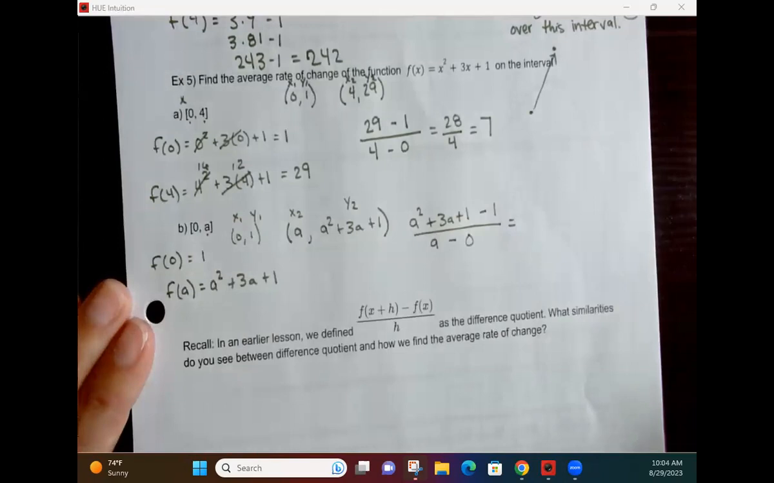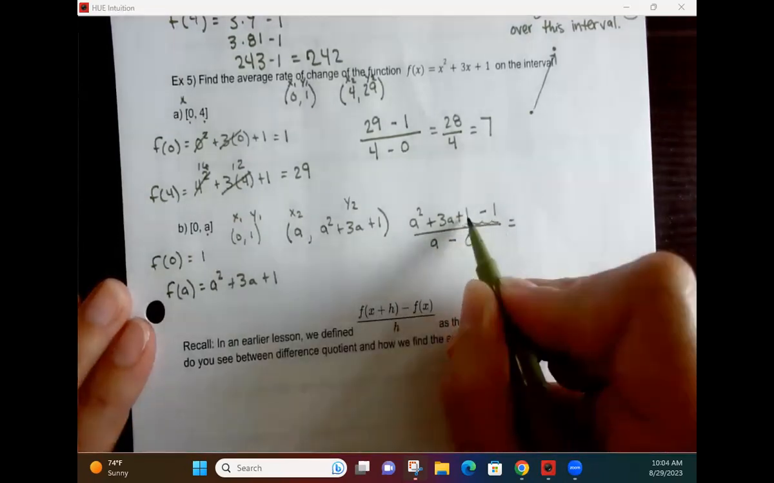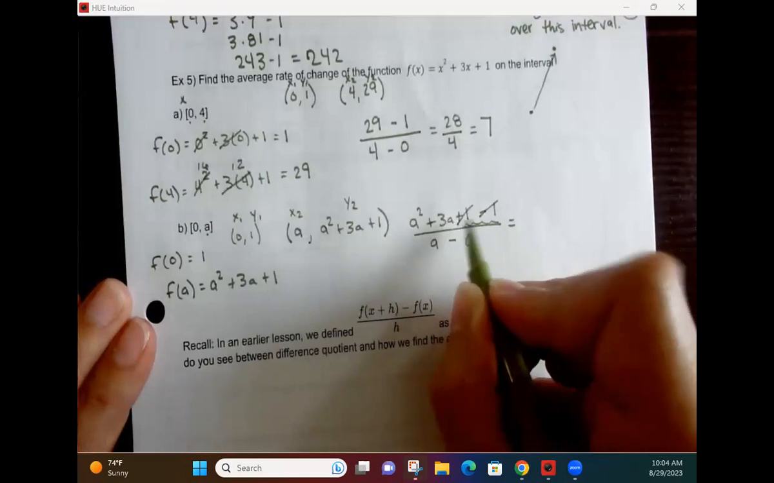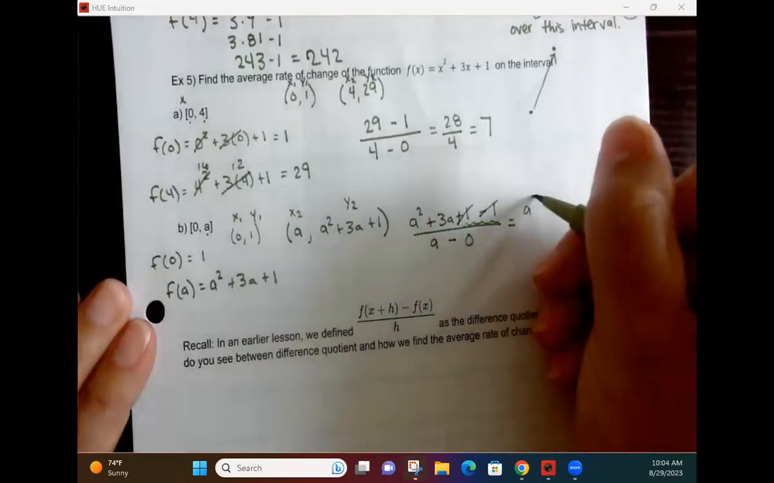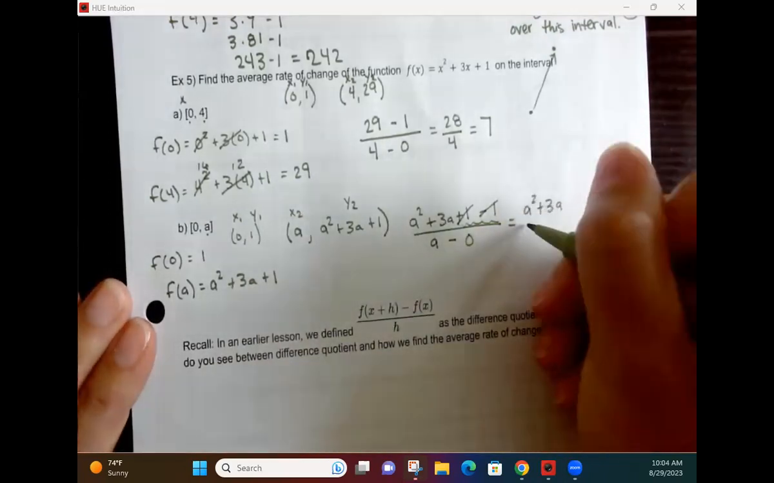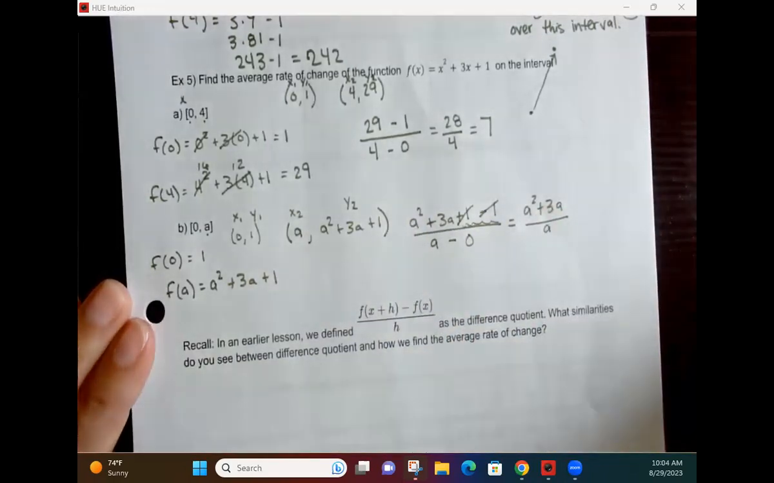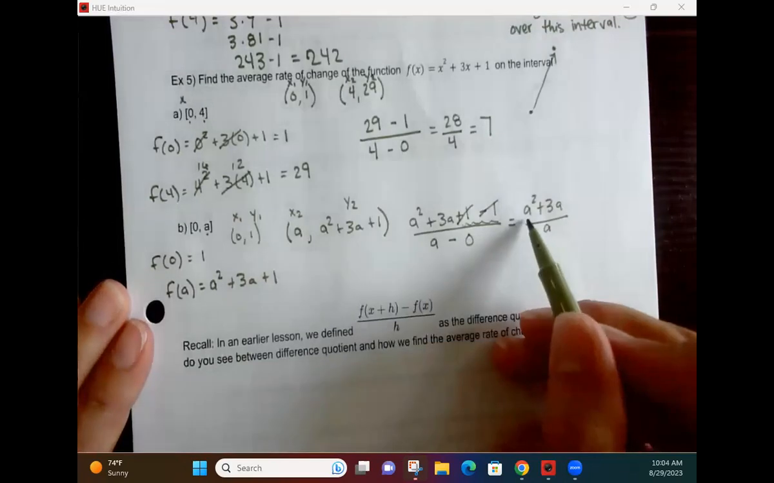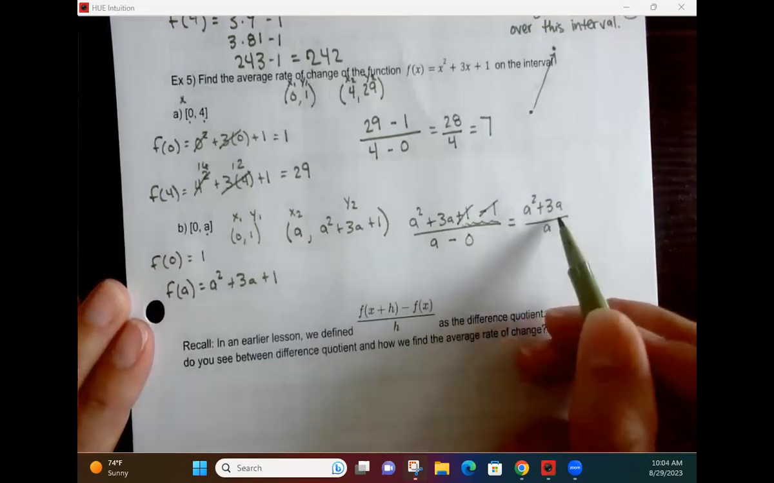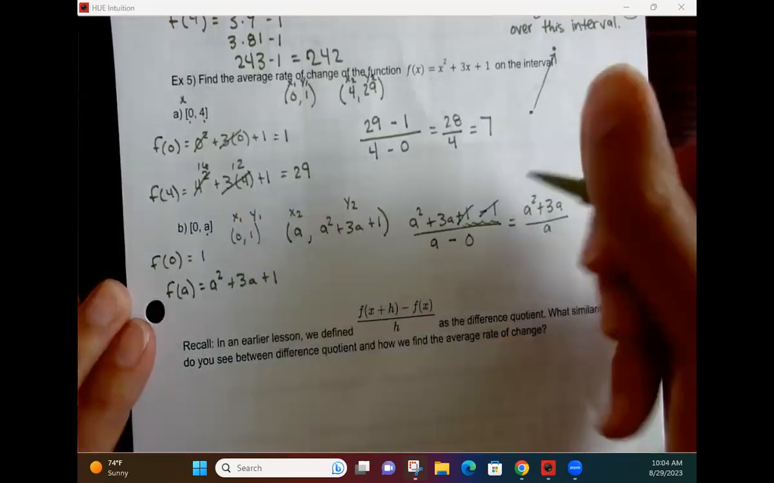I've got some like terms I can combine here on the top. 1 minus 1, those are gone. And on top we have a squared plus 3a. On bottom, a minus 0 is just a. I want you to notice on top here, both of our terms have a, so we can factor out an a to be able to reduce.